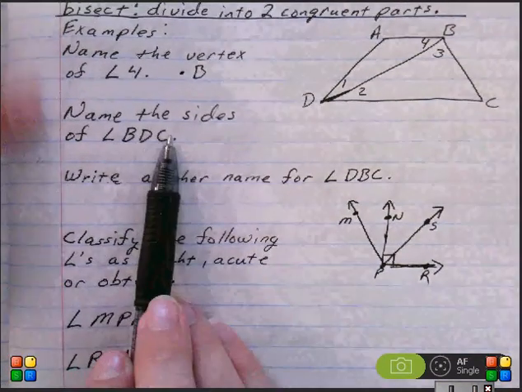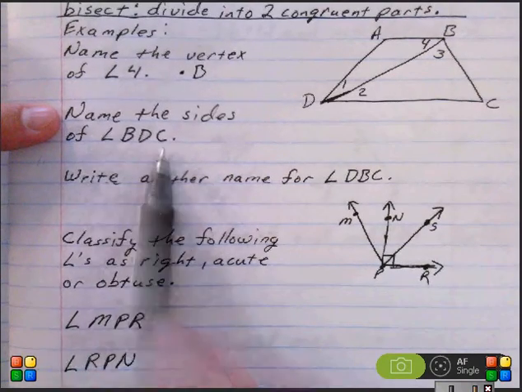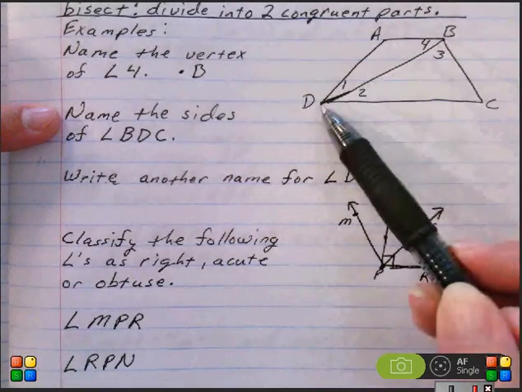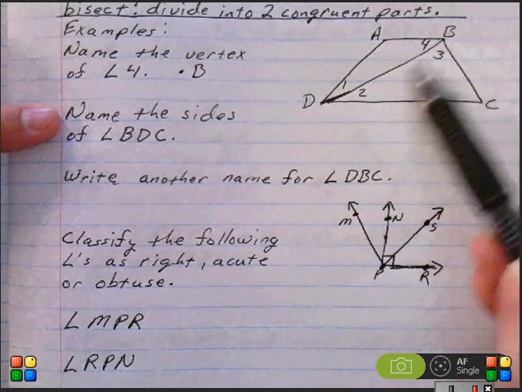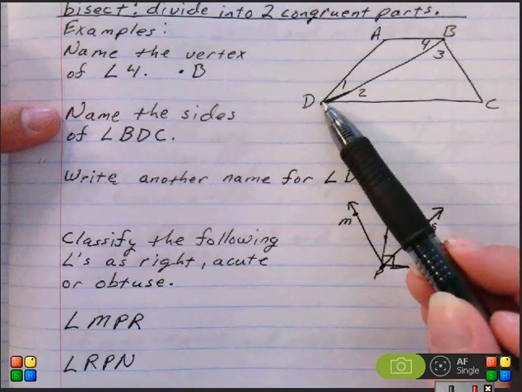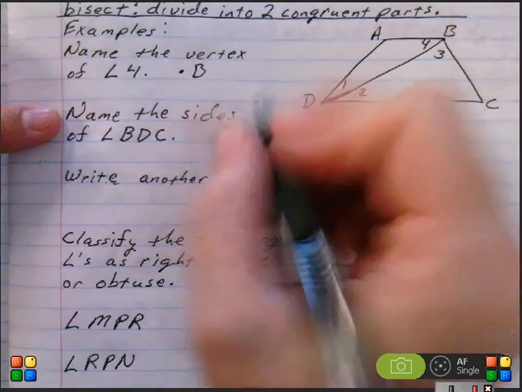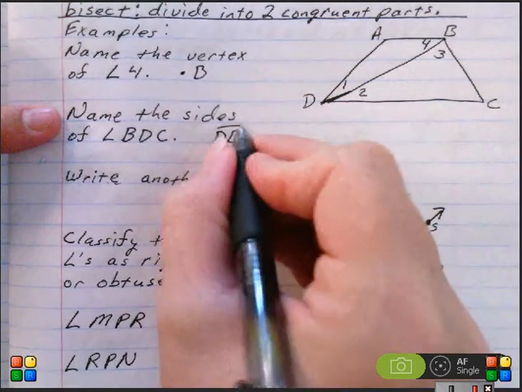The next one, we're going to name the sides of angle BDC. So what are my sides? We have one side here, and remember we start with the common endpoint, so that's D. So we have D, B, and that is a ray.